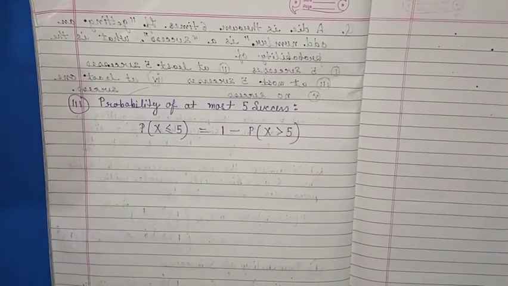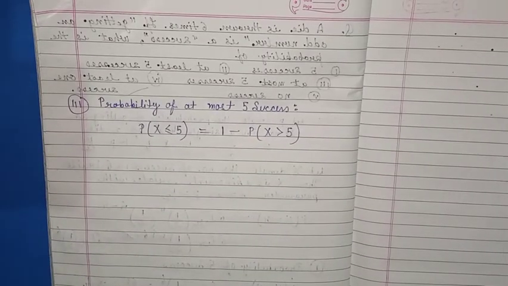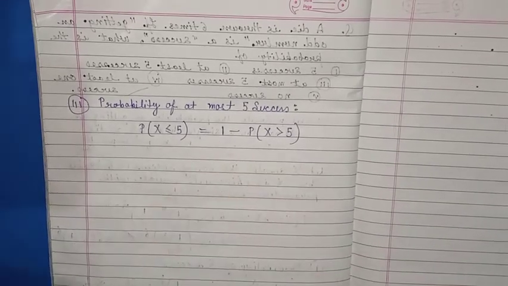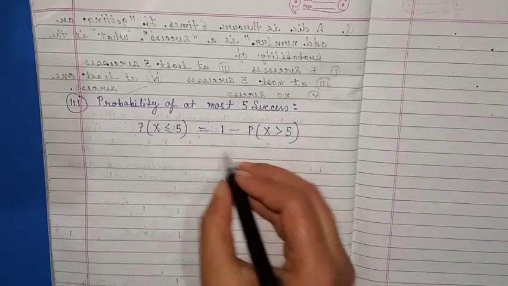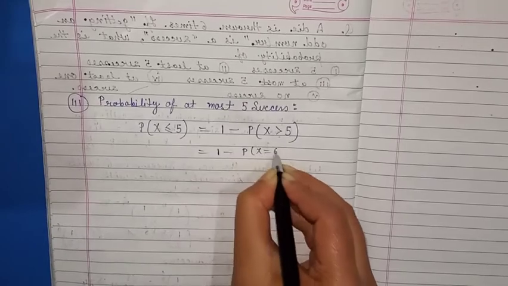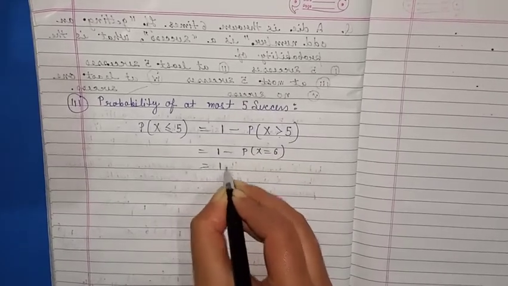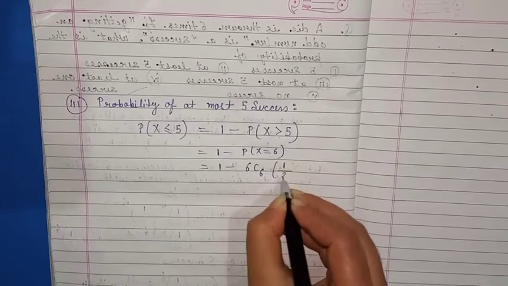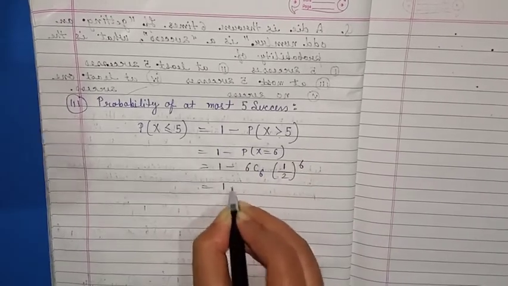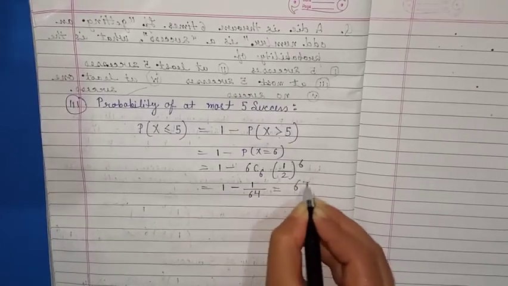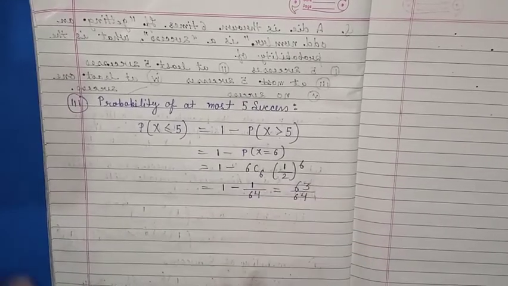Or one more thing you can do, that P(X = 0), X = 1, X = 2, X = 3, 4, 5. You can add all, or you can from 1 just minus this. So what is greater than 5 is only 1 minus P(X = 6). So what you will get, 1 minus 6C6 (1/2)^6. So it will be 1 minus 1/64. You will get 63/64.